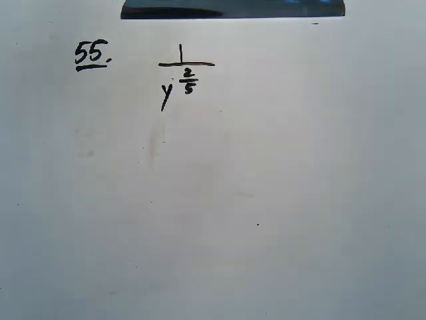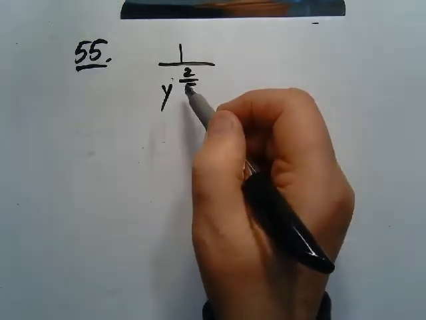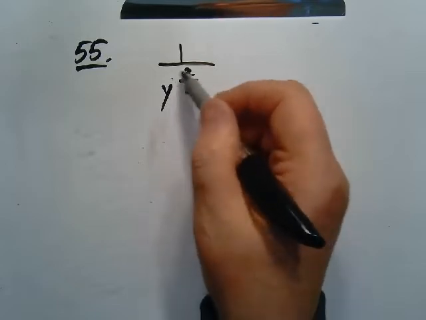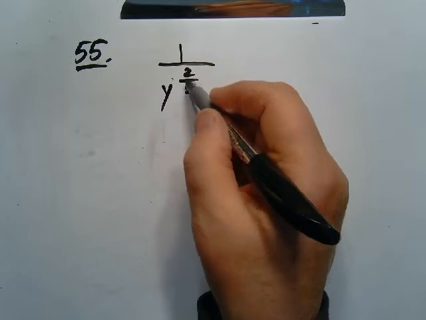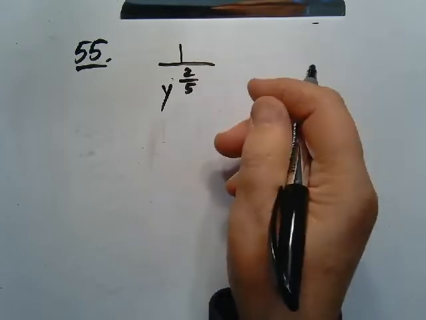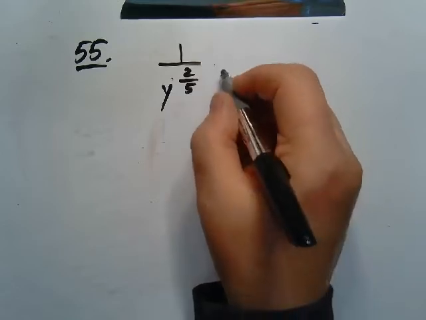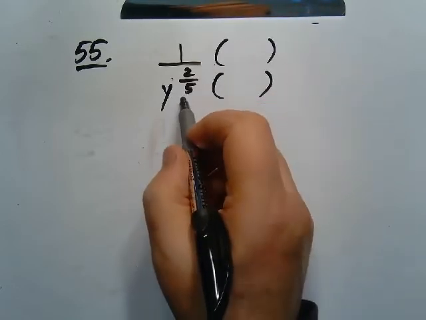All right, here's a problem that tends to give people a little more trouble than it really needs to. We can't leave this denominator with this radical in it. This is a radical. If this exponent is a fraction, if it's not a whole number, then it's a radical in the denominator. And I want to get rid of this radical in the denominator. So I'm going to multiply top and bottom by something that will get rid of this radical.